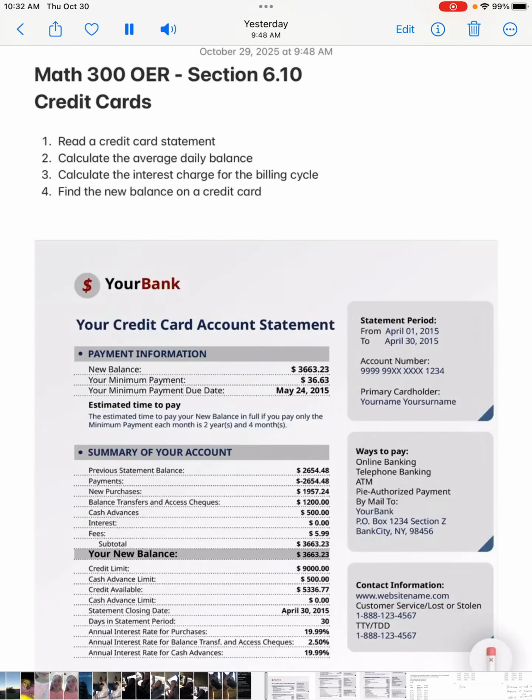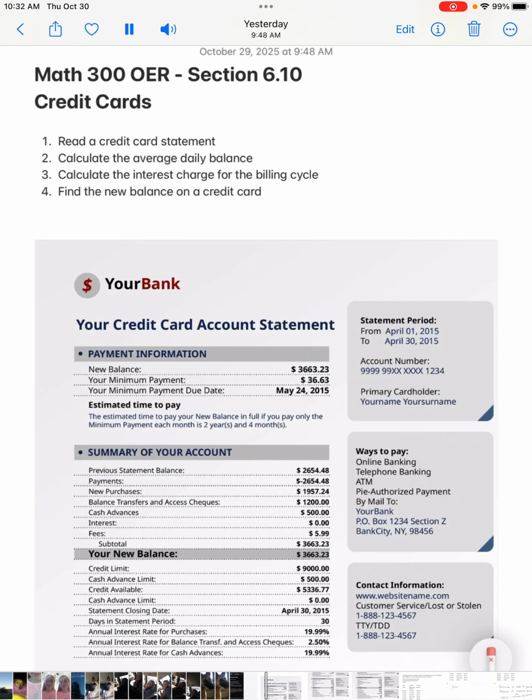Welcome to section 6.10. In this section, we're going to be studying credit cards. And we have four things that we want to accomplish as we move through this section that I've listed up top here. The first is to read a credit card statement. The second is to calculate the average daily balance. The third is to calculate the interest charge for the billing cycle. And the fourth is to find a new balance as we move into a new billing cycle.